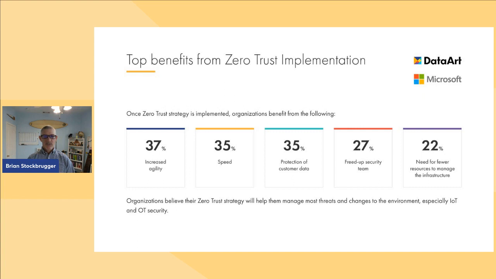First is increased agility with their business and the progression on their digital transformation journey, being much more agile and able to innovate in the cloud. Second is speed: increasing the velocity of cloud adoption, workload migration, and application modernization. Being able to innovate, accelerate, and adopt much, much faster helps organizations get ahead of their competition and meet the demands of their customers.